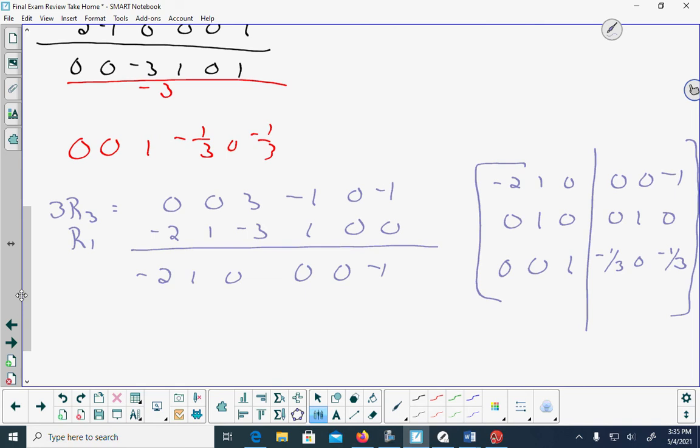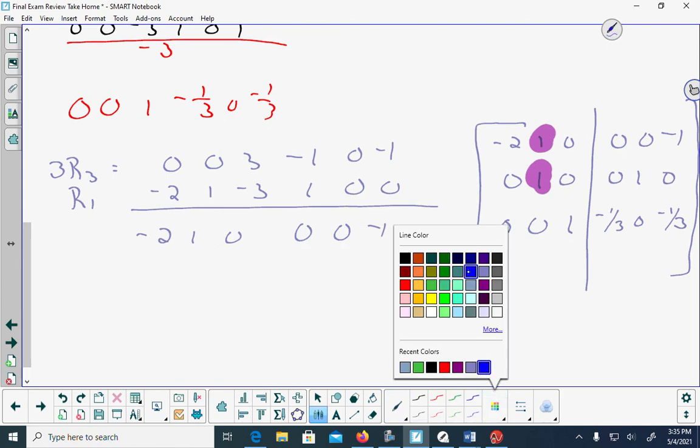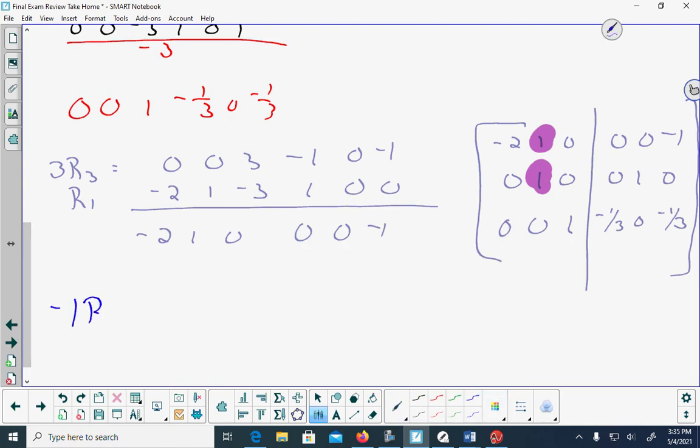The next thing I have to do is row 1 and row 2 to eliminate the y. So it looks like I'm just going to multiply row 2 by negative 1. So negative 1 times row 2.